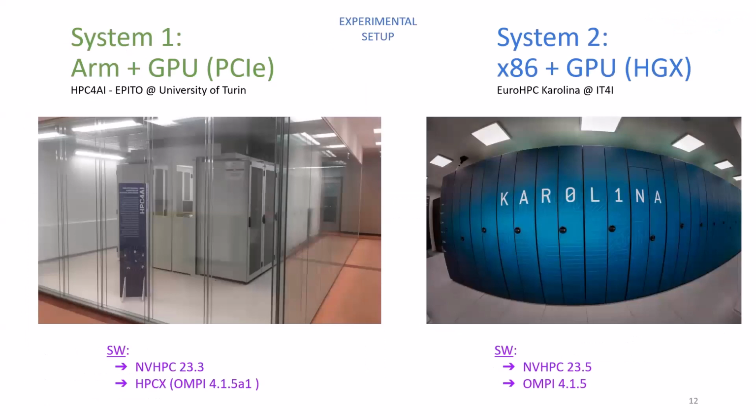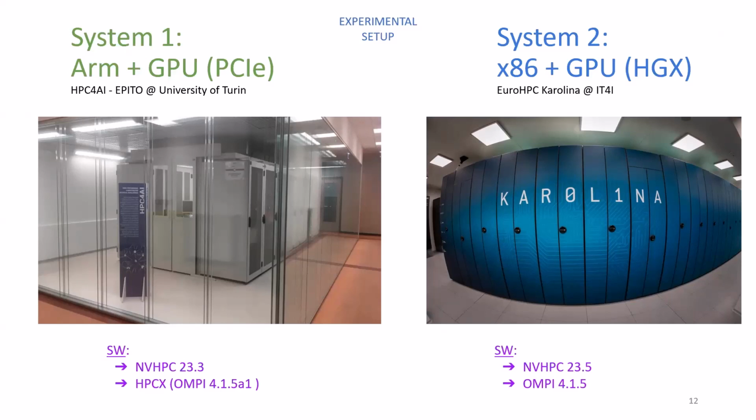The systems on which we tested our application were two. One is located at the University of Turin, in HPC for AI. The system is called Pito. It is composed of an ARM architecture with 80 cores and two GPUs, Ampere 100.